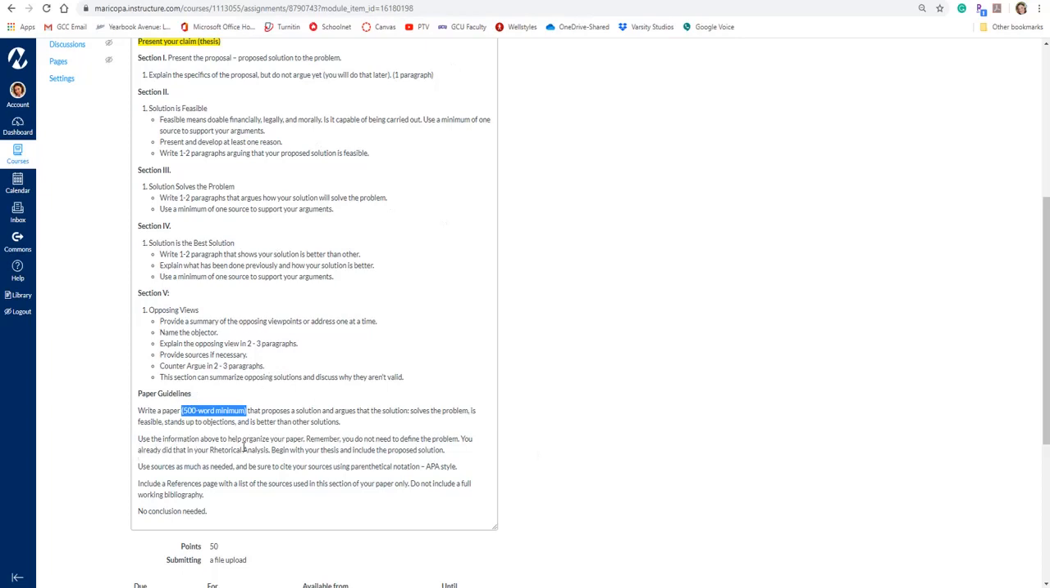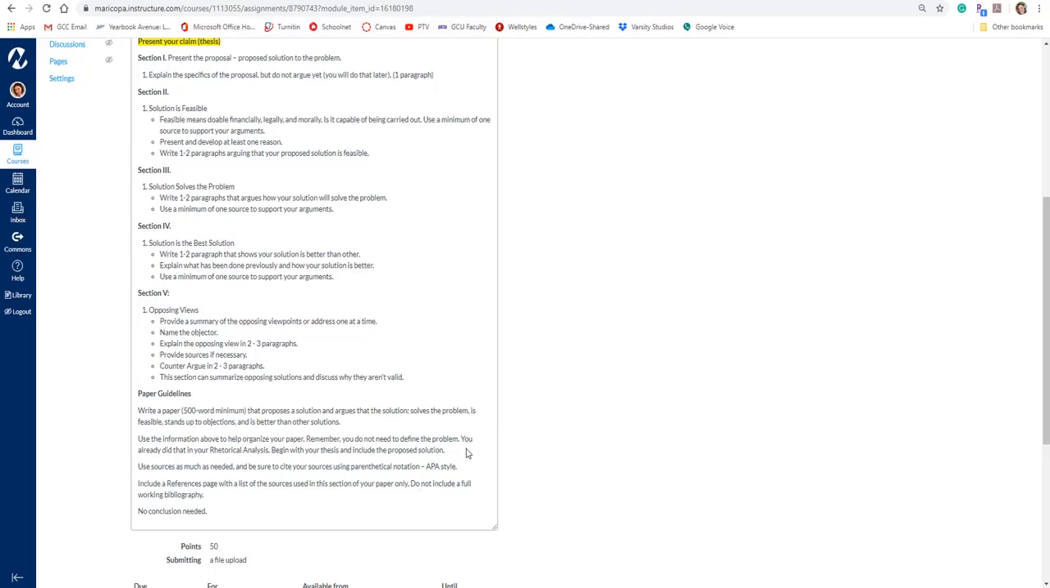Use this information above to organize your paper. Remember, you don't need to define the problem. You already did that. Begin with your thesis, then include the proposed solution. Use your resources as much as needed, and make sure that you cite them in parenthetical notation, and make sure that you're giving me a references page with the list of sources that you used in this section of your paper only. Do not give me your full working bibliography.